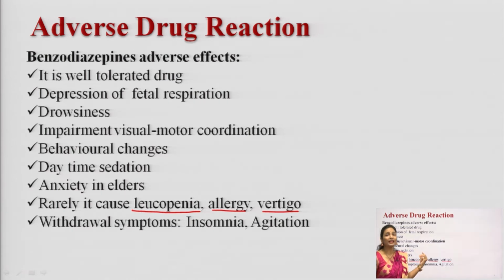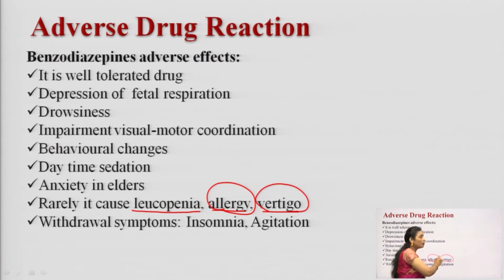If you are taking this drug, very rarely it can cause leukopenia. And what is an allergy? It is like skin rashes or any form of hypersensitive reaction. Okay, and it causes vertigo. What is meant by vertigo? Vertigo is a sudden internal or external spinning feeling, right. The drug can produce this sudden spinning feeling when you rotate the head suddenly. This is the main drawback with these benzodiazepine drugs.